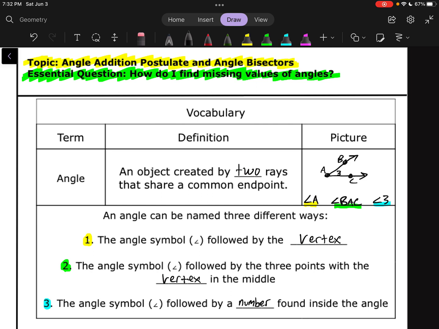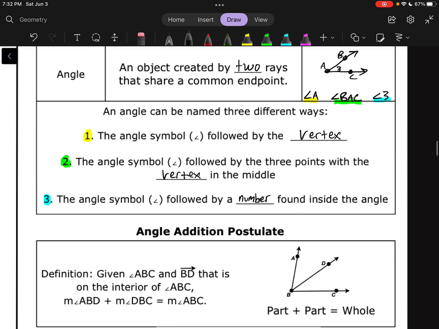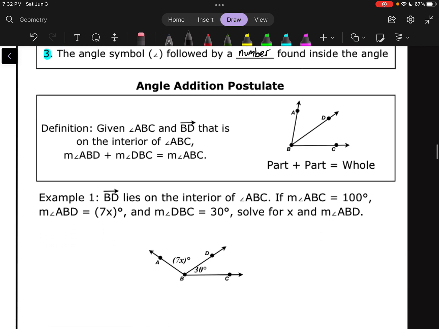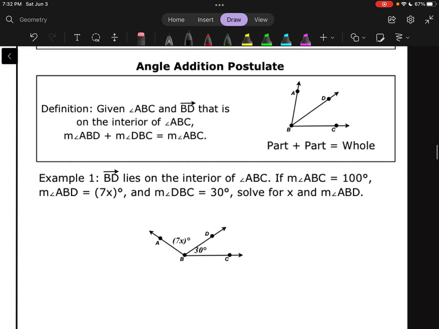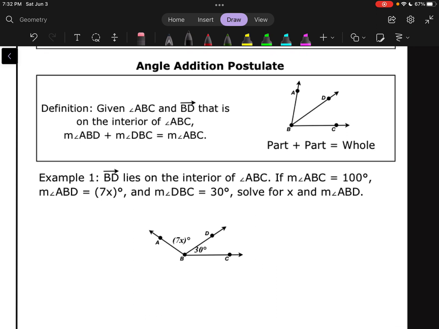Okay, so we know how to name angles. We know what an angle is. Let's take a look at the angle addition postulate. Here's what it says. Given angle ABC and ray BD on the interior of angle ABC, the measure of angle ABD plus the measure of angle DBC is equal to the measure of ABC.